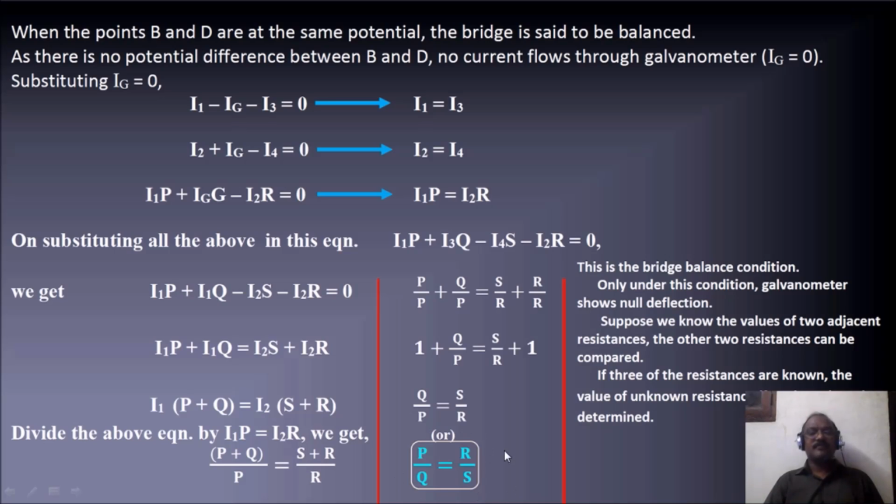By making use of this equation, you can find any unknown resistor by knowing the 3 values. So this is called the bridge balance condition. Under this condition, the galvanometer usually shows 0. Suppose we know the values of 2 adjacent resistors, the other 2 can be compared. Suppose we know R and S, we can compare the other 2 resistors, or likewise you can change. If you know the 3 resistance values Q, R or S, then you can find the value of P. Like that, we can use this very famous P by Q equals R by S Wheatstone bridge equation to find the value of an unknown resistance, or we can compare the resistances.